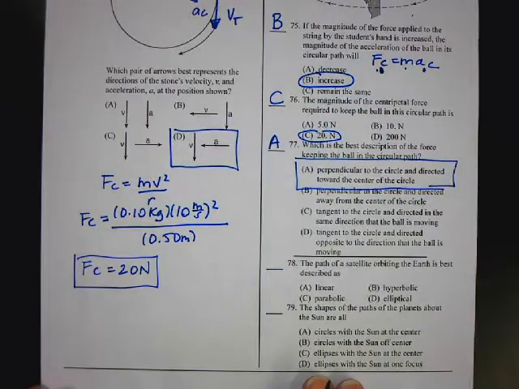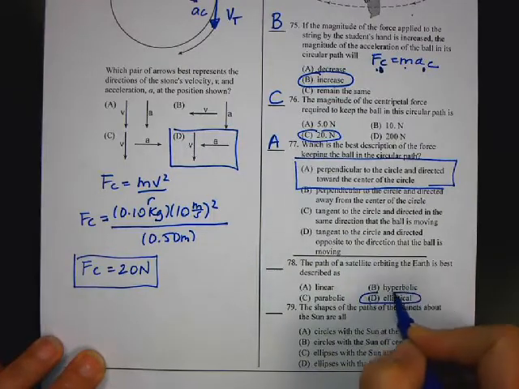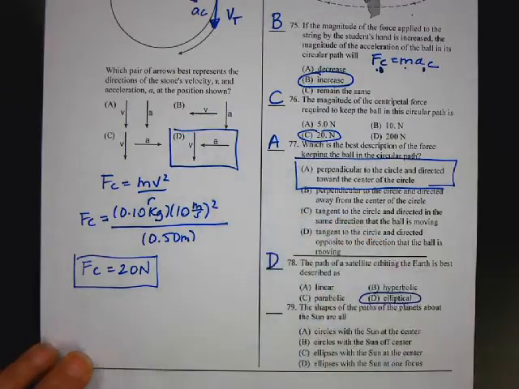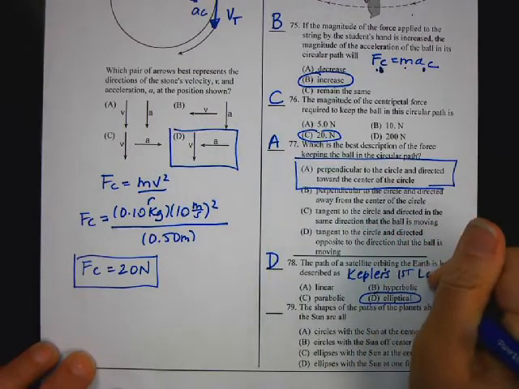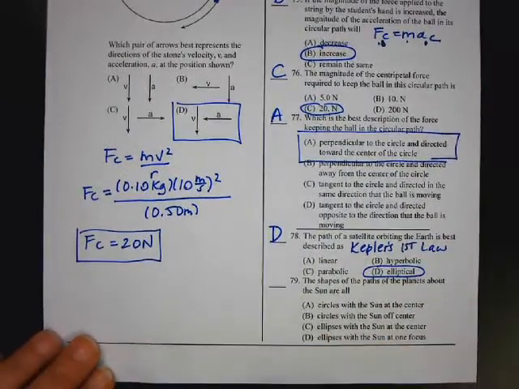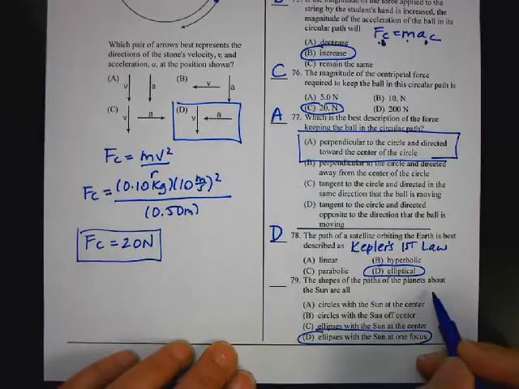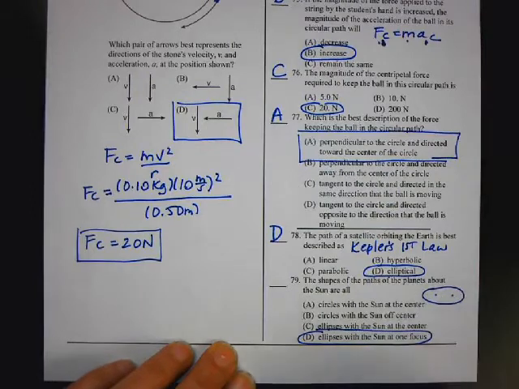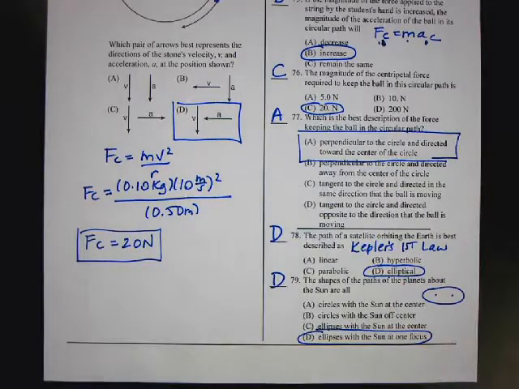Number 78. The path of a satellite orbiting the Earth is best described as elliptical. And that's Kepler's first law. So we need to know that this is Kepler's first law. Question 79. The shapes of the paths of the planet around the sun are ellipses with the sun at one focus. Okay, so remember it looks like this. And again, that's Kepler's first law again. So that's choice D. And we only have one question left.